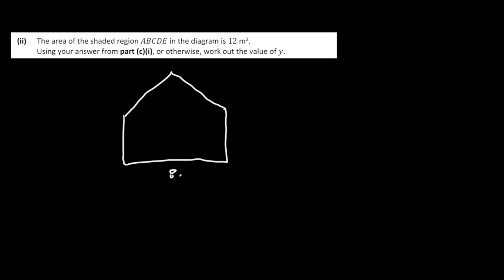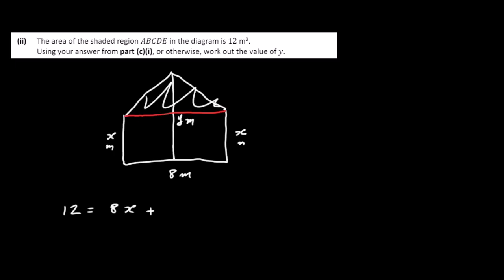We know that this distance here is 8 meters. We know that this was x and this was x meters, and we know the distance from here to here was y meters. So what I'm going to do here is split this up into a triangle and a rectangle, and work out the area of both and add them together. So the area of the rectangle is simply x times 8. So in other words, remember the area of this entire region is 12, so 12 is going to be equal to 8 times x plus the area of the triangle at the top.